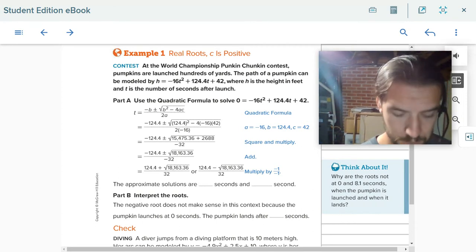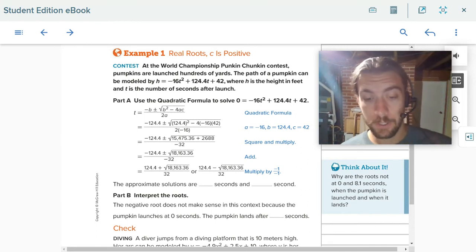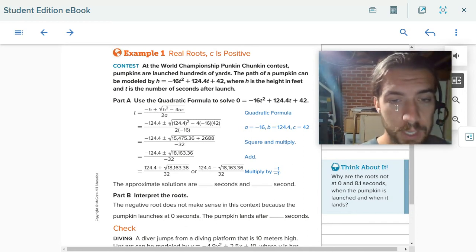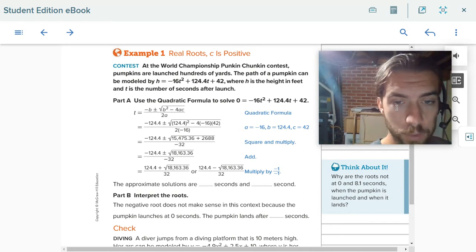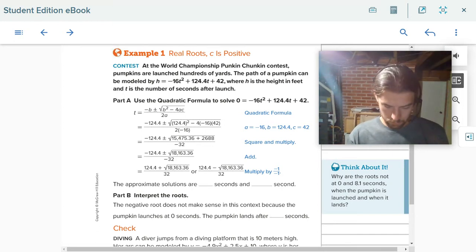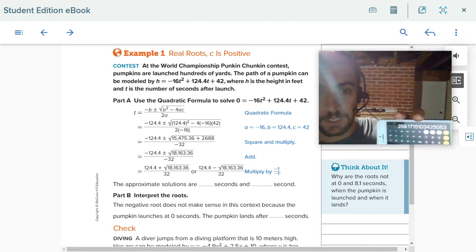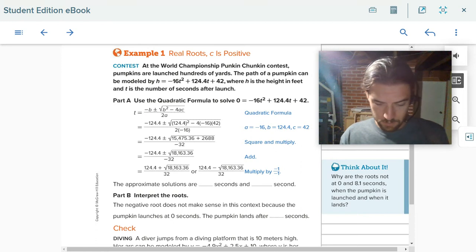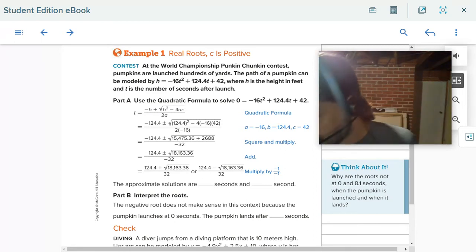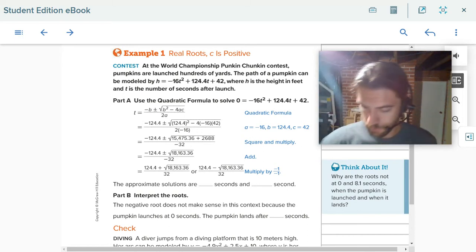Now, the square root of 18,163 on my calculator looks to be about 135, just about 135 or so. So we have 124.4 plus 135 and 124.4 minus 135. Okay, so let me try that real quick. I'm going to add those numbers together, 124.4, and I get 259. Okay, so I'm going to divide that by 32 to find our first root. And indeed, it is 8.1 seconds. Okay, so that is going to be out on the right.